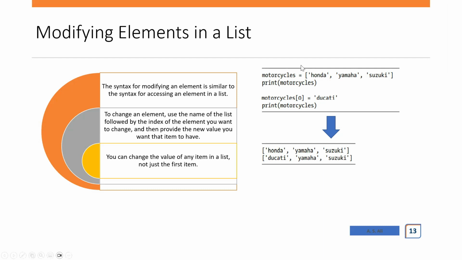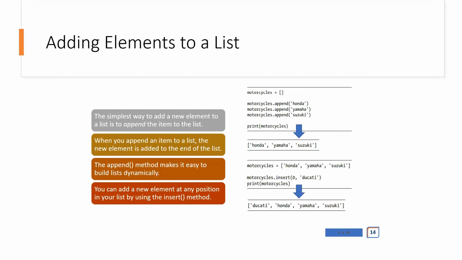So this is the first thing you can do. You can also change Yamaha. Maybe you want to maintain your Honda, and just switch Yamaha with Ducati. You can say motorcycles[1] equals Ducati, and Yamaha will be switched to Ducati. All right, so you can also add an element to a list, not just modify.